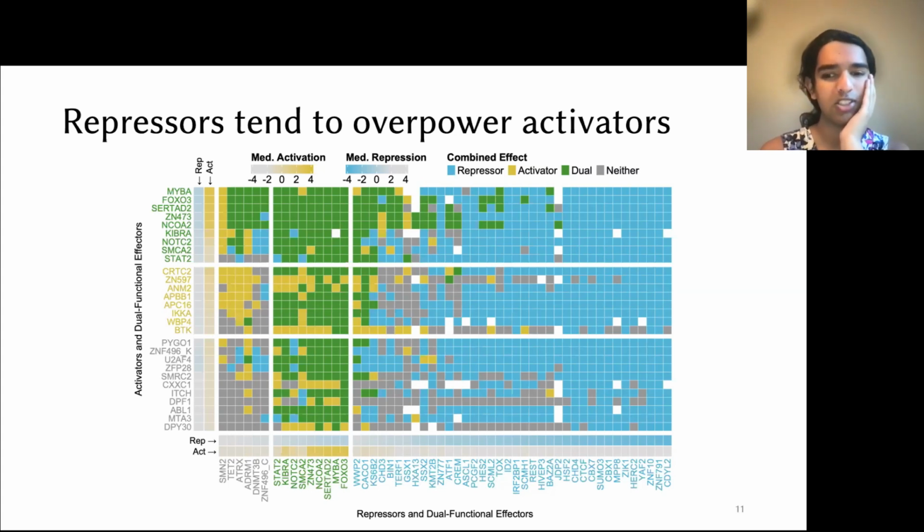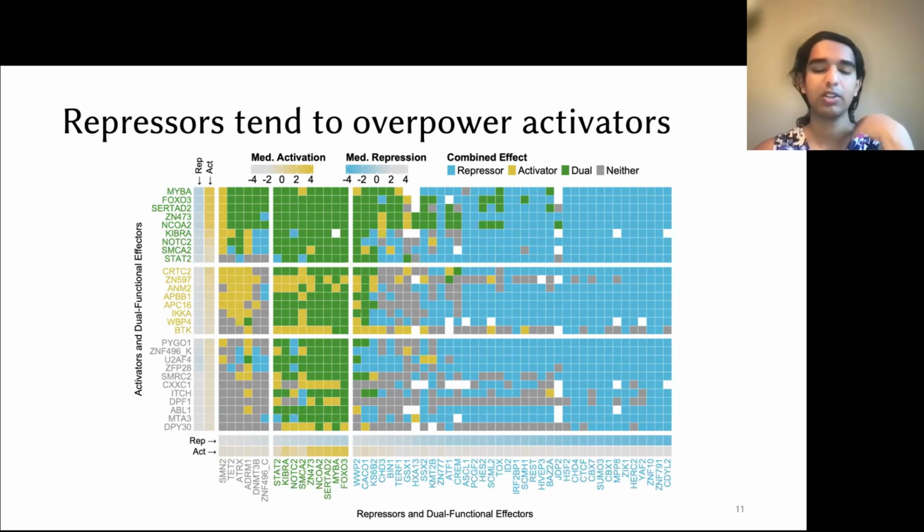I think, to our knowledge, this was the first time that someone had shown this in a relatively systematic way. I think there have been examples of repressors overpowering activators and so on before, but those tended to be individual examples. So we were really excited and happy to be able to put that out into the world and see if it held up as other people tried to poke at the conclusions.